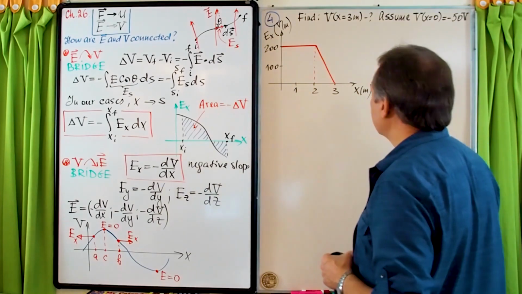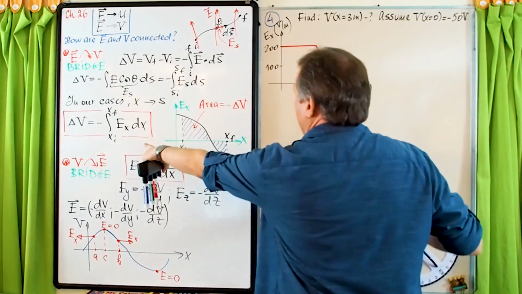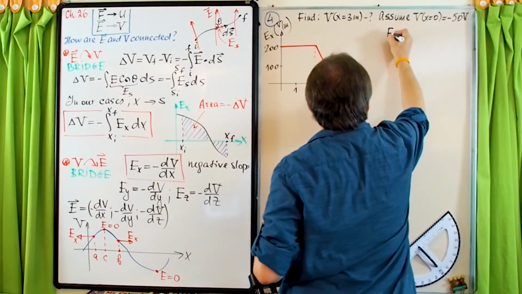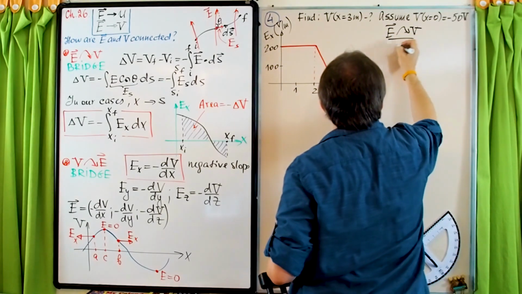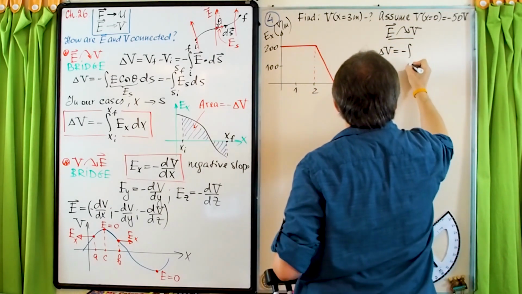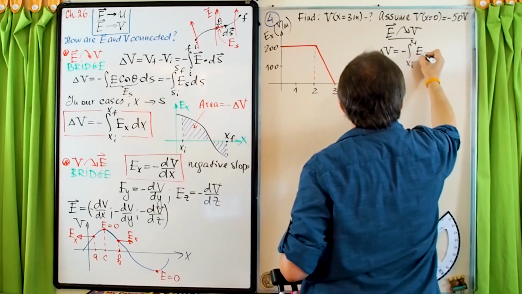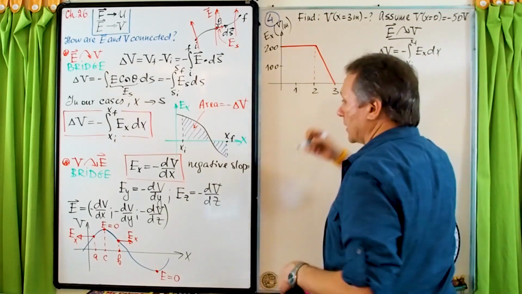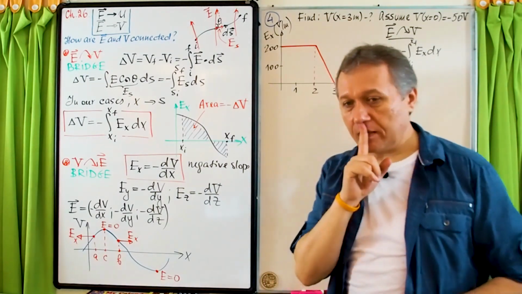So negative 50 volts. So now we should be able to answer this. Let me emphasize again: we're just moving from the electric field to the electric potential, and the formula, of course, is delta V equals minus the integral from the initial point to the final point of Ex dx. So, direct application.